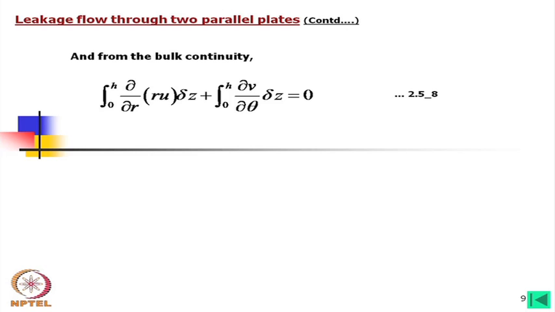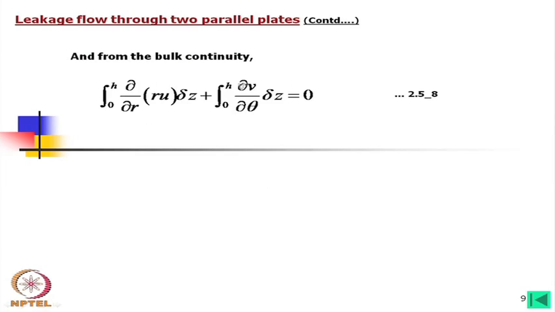What is this bulk continuity? This means that in the case of an incompressible fluid, the amount of fluid entering the capillary passage will go out by the same amount. There will be no accumulation of mass inside the capillary passage. So, that equation can be written in this form. That means the accumulation of fluid inside the capillary passage is equal to 0. So, we have developed the pressure versus velocity equations and this bulk continuity equation.